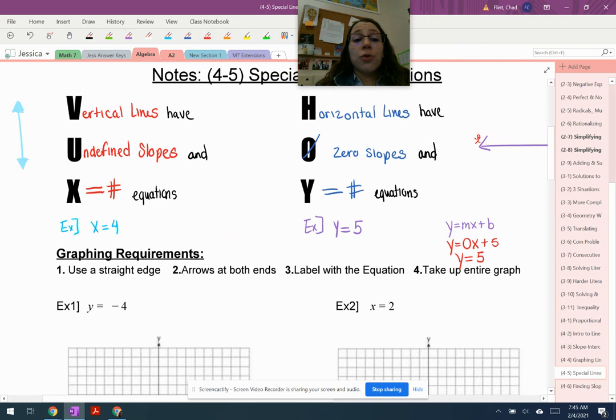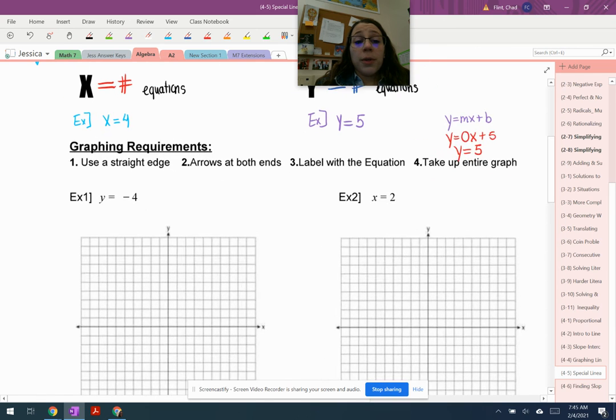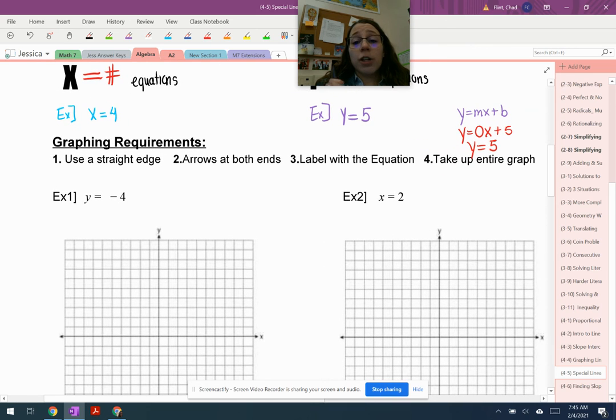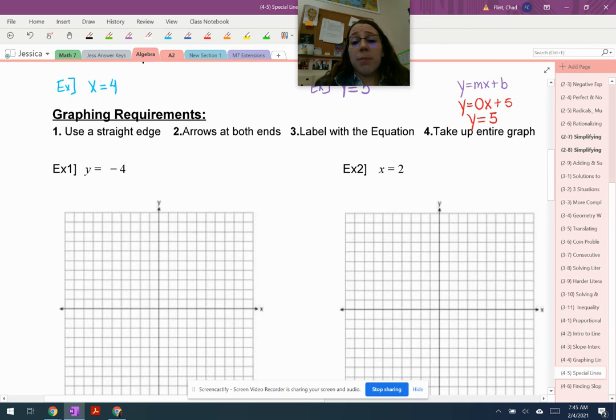So, 2 new things here. VUX, HOY. Vertical lines have undefined slopes and are x equals a number equations. Horizontal lines have 0 slopes and are y equals a number equations. Your graphing requirements are still the same: straight edge, arrows, label, and take up the entire grid. We have 3 examples that we're going to look at.